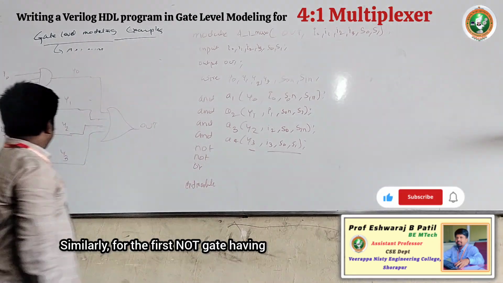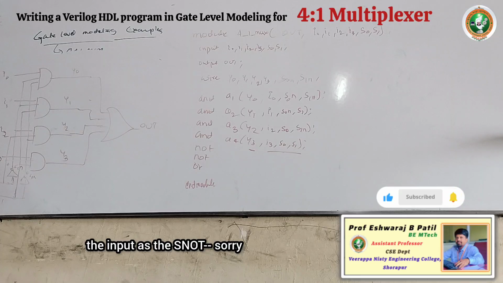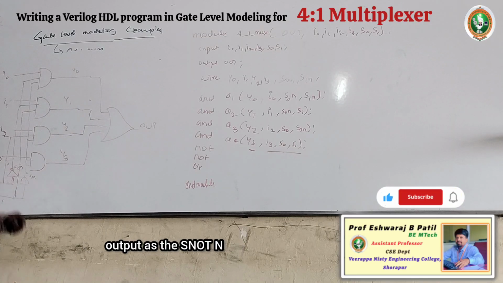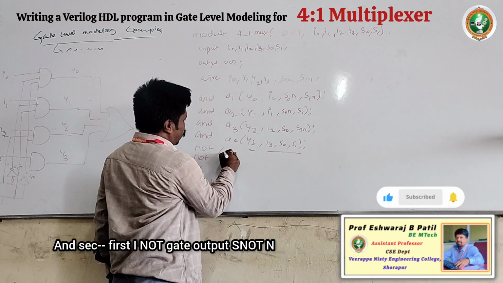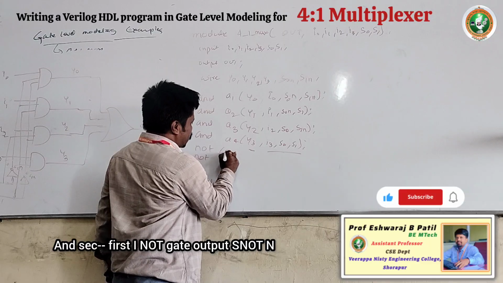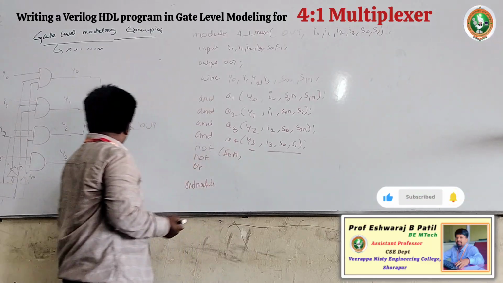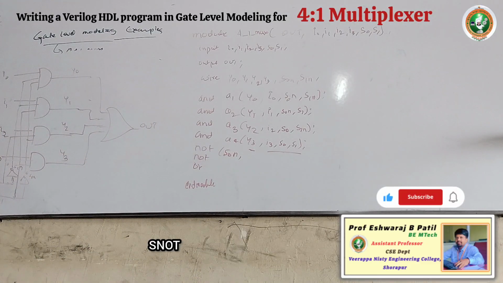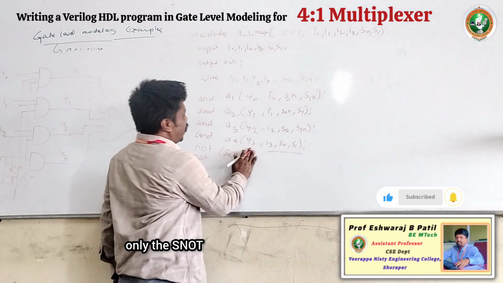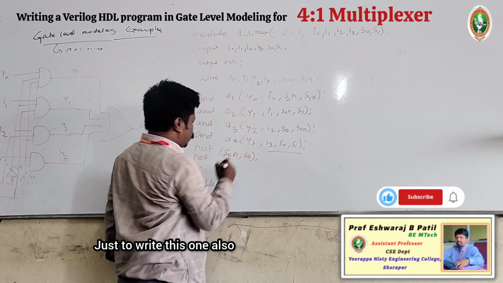Similarly, for the first NOT gate, the output is S0n and the input is S0. Just write this one also.